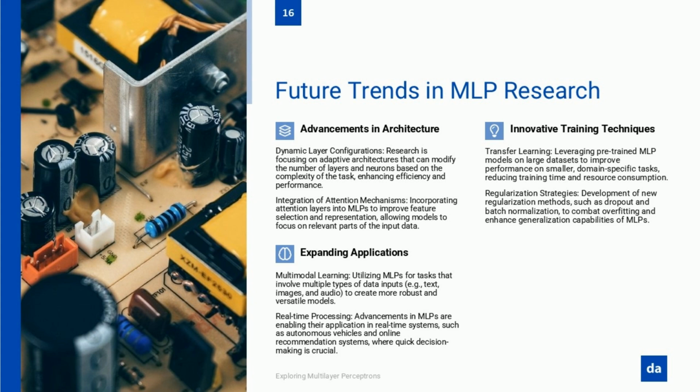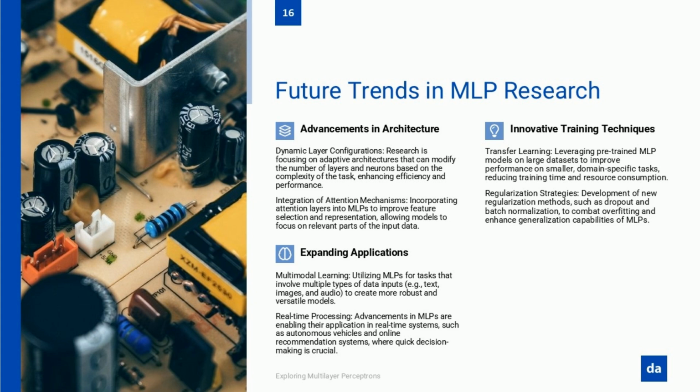One of the biggest trends is dynamic layer configurations. Instead of building a fixed network and hoping for the best, researchers are developing architectures that adapt based on the complexity of the problem. Think of it like a self-adjusting camera lens. It changes focus depending on what's in front of it. This allows neural networks to be more efficient, using only the resources they need instead of overloading on unnecessary complexity.